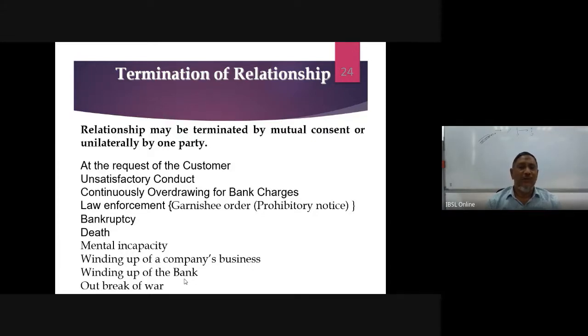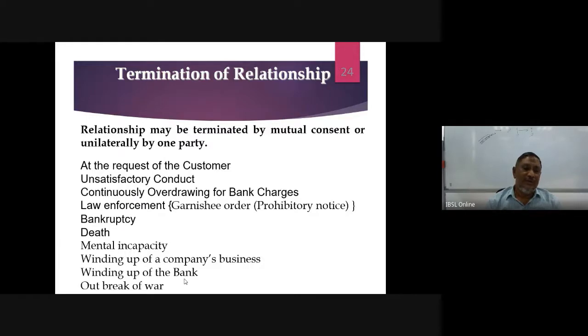So normally, most of the banks are charging a certain commission for closing. Earlier we did have this. Now, of course, everything has been money oriented. Anyway, so with the request of the customer, any moment, any time, you can close the account.